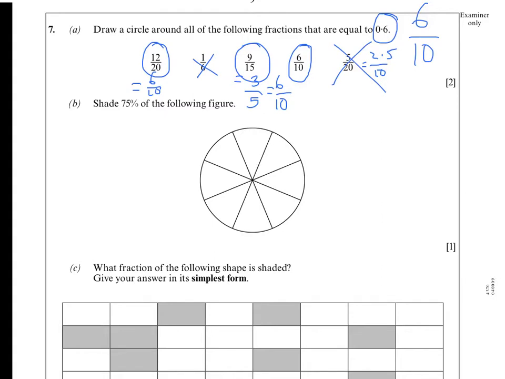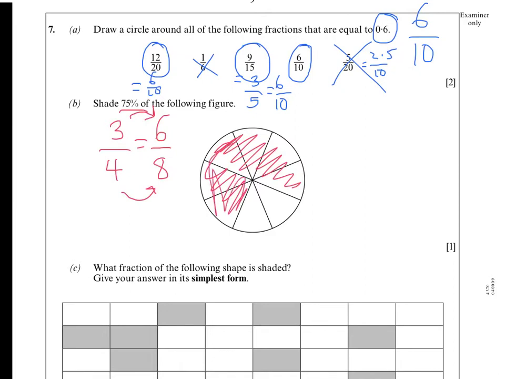Part B, we want to shade 75%. You should know that that's the same as 3/4. Now my shape has 8 pieces in it, so I want to change this fraction so that it's over 8. I've doubled the denominator, so I have to do the same to the numerator, 6/8, so I need to shade in 6 of these 8 pieces.